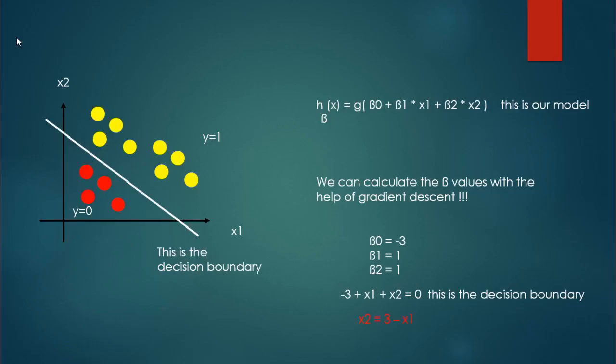Okay, so we can calculate the beta values with the help of gradient descent. So we have a cost function and we have to minimize it, and we come to the conclusion that beta 0 is equal to -3, and beta 1 and beta 2 are equal to 1. So this is the important step to find these parameters, and we can do it with the help of gradient descent. If you are interested in the deeper mathematical background, it's going to take approximately 200 hours to get a good grasp of the mathematical background of machine learning.